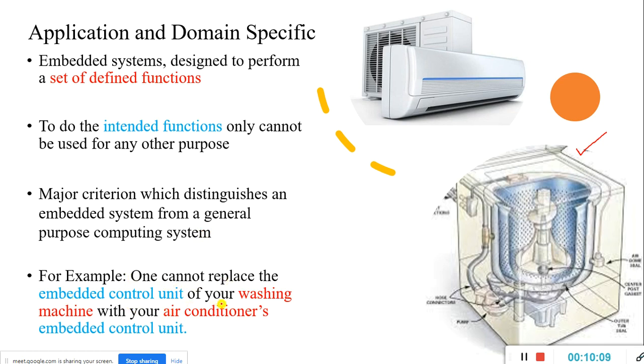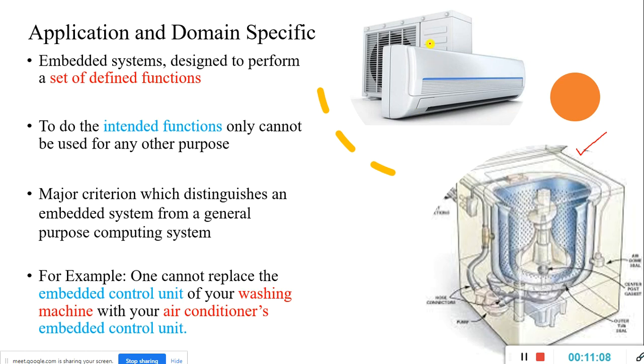One cannot replace the embedded control unit of your washing machine with your air conditioner's embedded control. Once it is designed, for its lifetime it has to perform only that particular operation. That's how embedded systems are designed. Whereas in a general purpose computing system, the functionality is bound to change, so that's where general purpose processors are used. The best example of a general purpose computing system is your laptop. The same thing: if I design a scientific calculator, then I should use it as a scientific calculator itself. I cannot use it as a video game player or remote control, right? So that's how embedded systems are said to be application specific and domain specific.